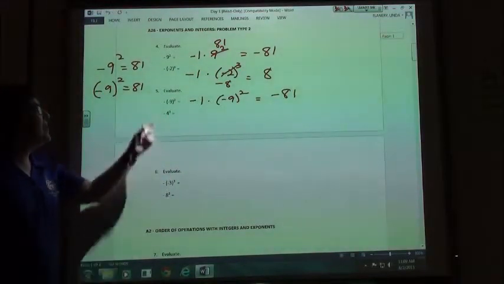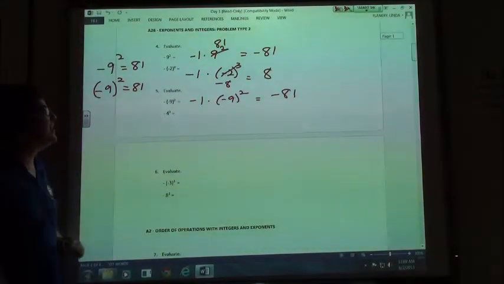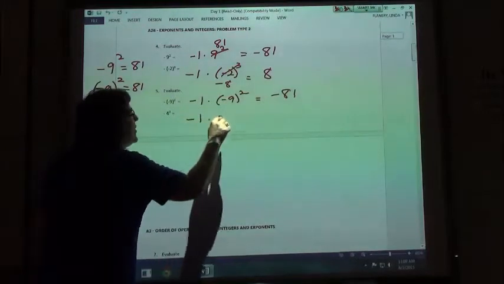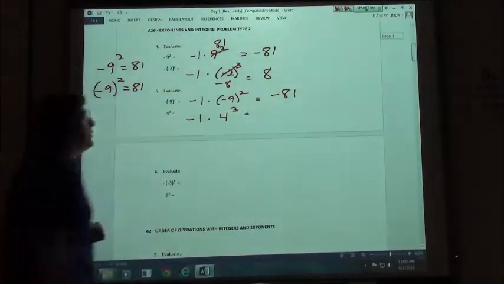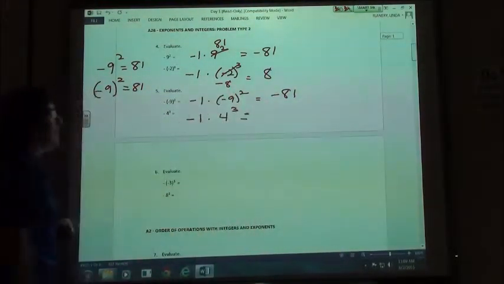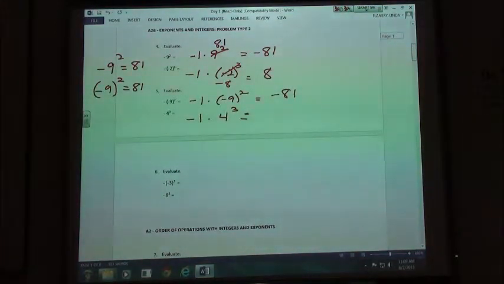Number 5, or the second one on number 5 there, notice the negative is on the outside, so again that's -1 times 4 cubed. That almost looks like an equal. Pretend. 4 cubed. 4 cubed is 64. 64 times -1, -64.